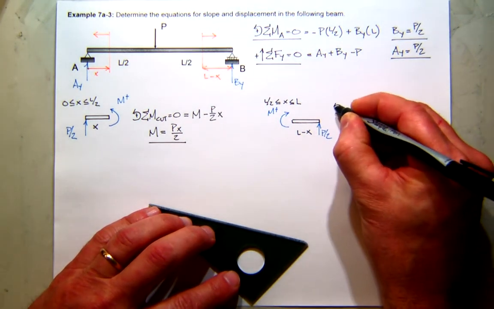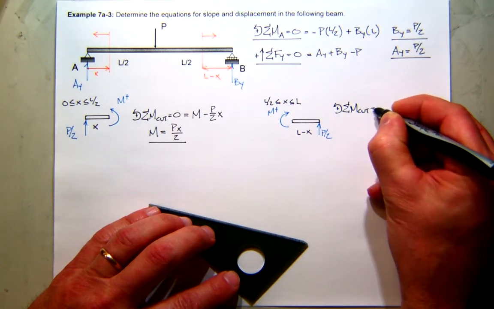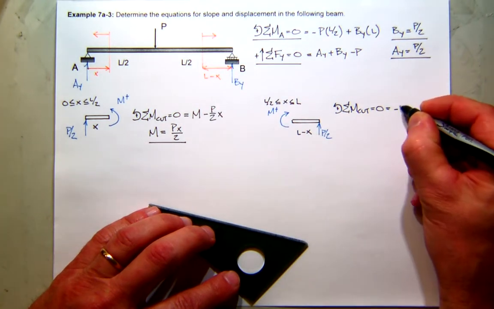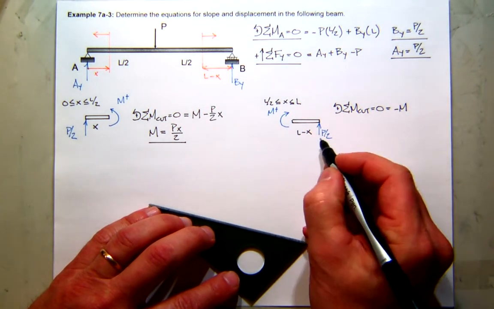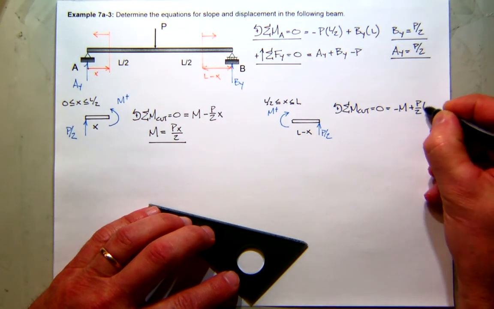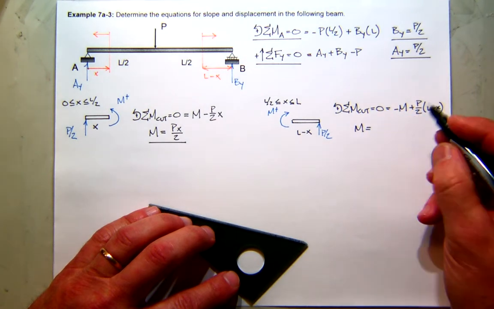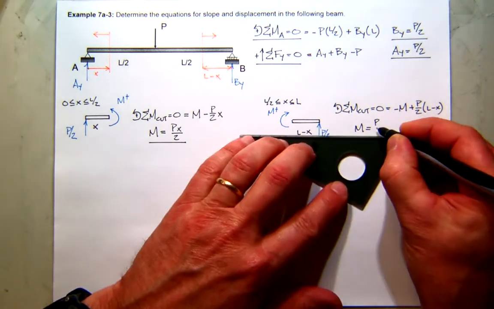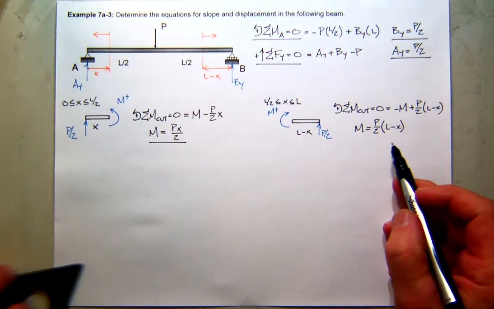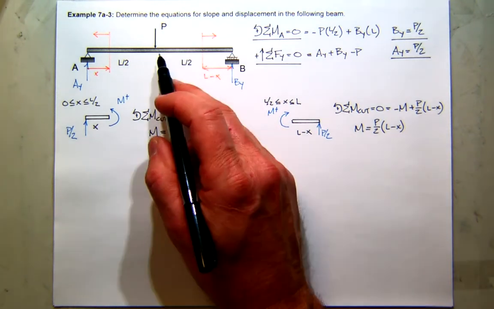So if I sum moments here, using right-hand rule, at the cut, what do I get? Well, with right-hand rule, this moment is negative. And about the cut, the P over 2 force creates positive. So there's the force, P over 2, and the distance is L minus X. So it looks like my moment is going to be P over 2 times L minus X. I can check that too. Where do I know the moment somewhere between L over 2 and L?